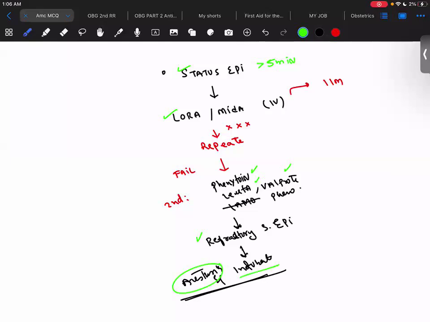That's it. And remember that if they ask you, the most common type of epilepsy in a child is benign Rolandic epilepsy. Benign Rolandic epilepsy is the most common type of epilepsy in children, and the treatment is carbamazepine.